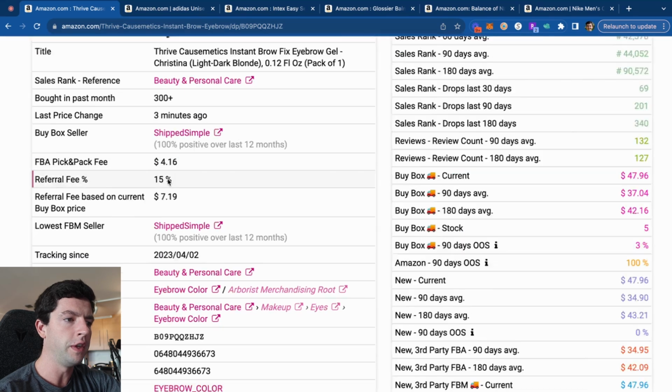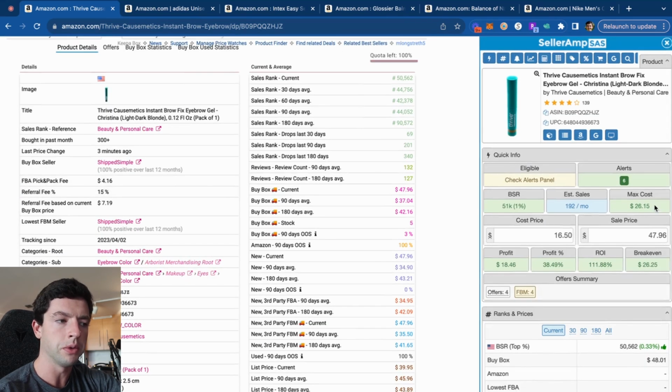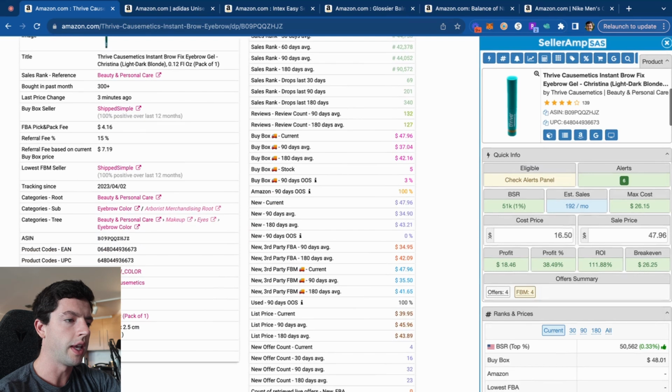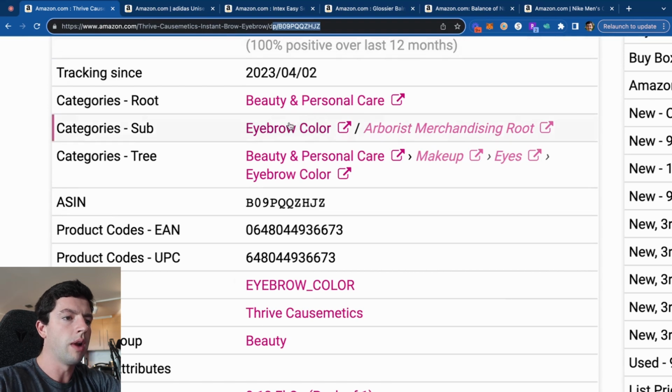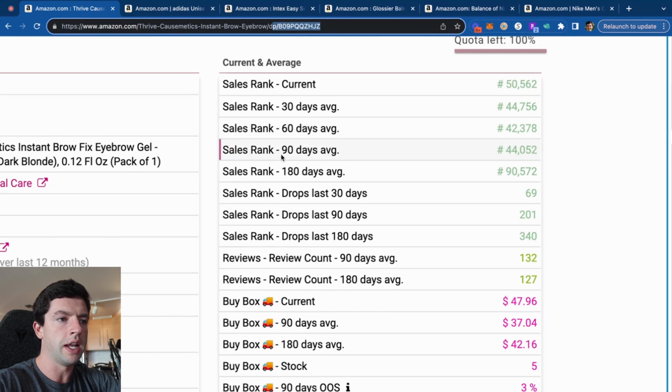We can see the specific fees, although I use SellerAmp for that over here, which is our product research tool. We can see the category. We can see the ASIN, although you could also pull the ASIN from the URL if you want to check ungating or just list that product, right? The real meat and potatoes and the good data is going to be here in the current and average numbers.